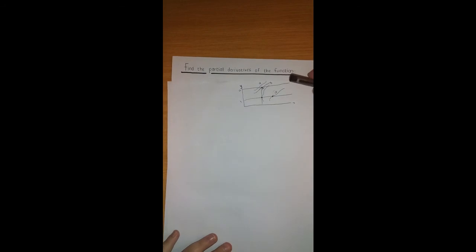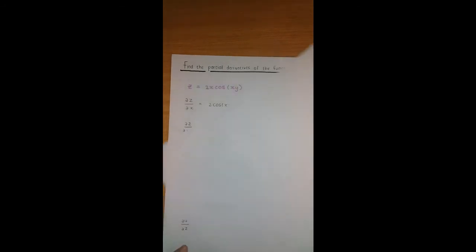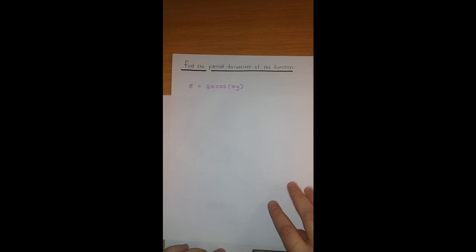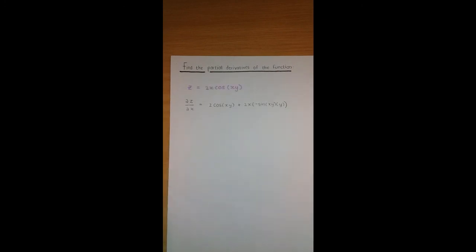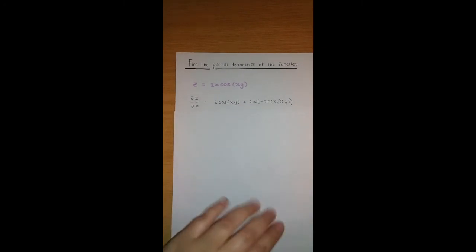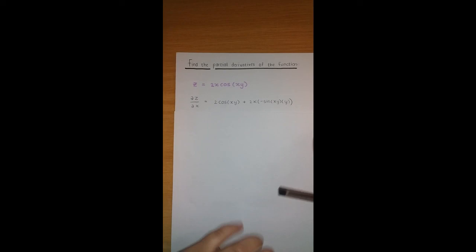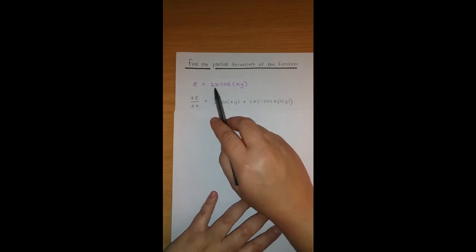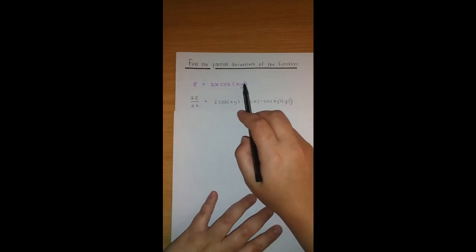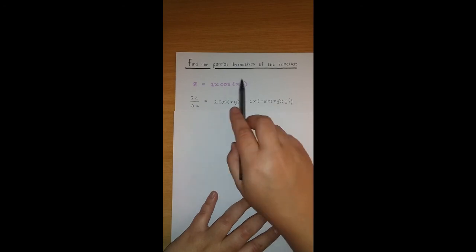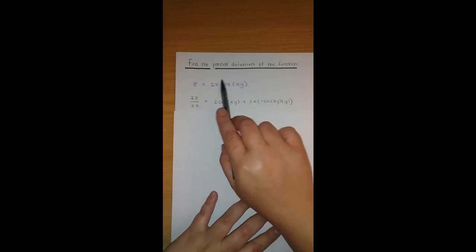Next, they ask us to find the partial derivatives of the following function. The function that we've been given is z equals 2x cos(xy). To get a partial derivative, we need to get it towards x and y. If we want the partial derivative towards x, we take y as a constant. But we can see here that we have an x and we have a cos(xy) multiplied by a constant. So we'd have to utilize the product rule here.